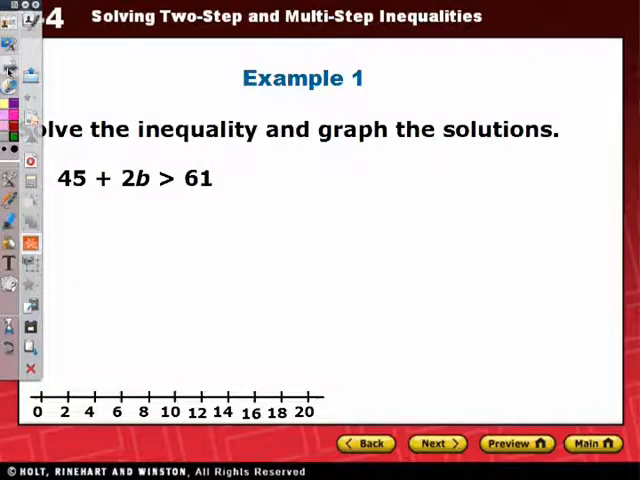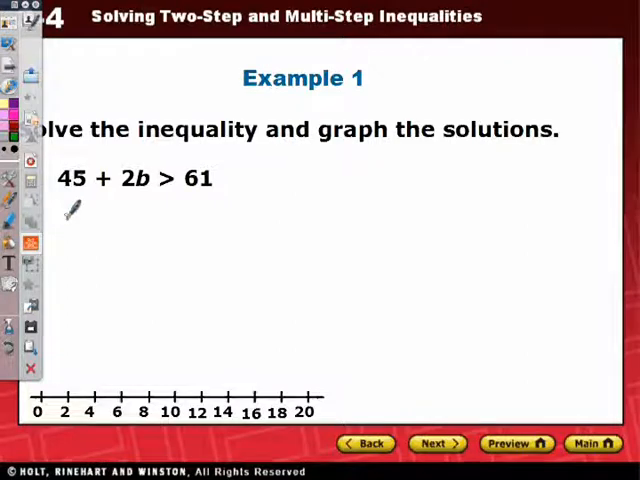Write the problem down. 45 plus 2b is greater than 61. Go ahead and pause the video and see if you can solve it. Now, welcome back. You click play again. Let's go through and see if you did the same things that I would do.